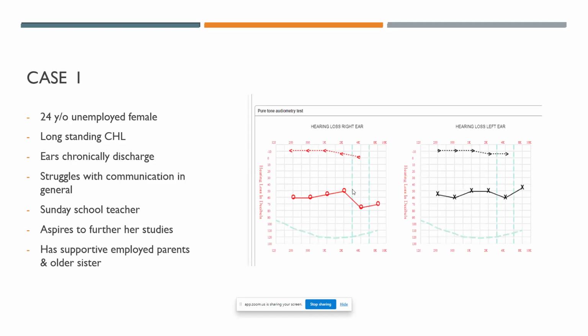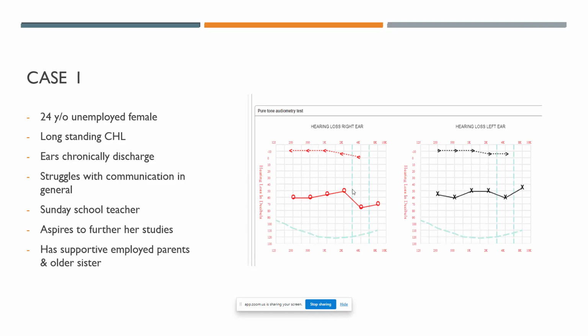So, first case, this was a 24-year-old. She's unemployed and has had a long-standing conductive hearing loss. She generally struggles with communication. She had finished her matric but didn't continue with her studies, even though she really wants to. But she struggled to get through school because of the hearing loss.